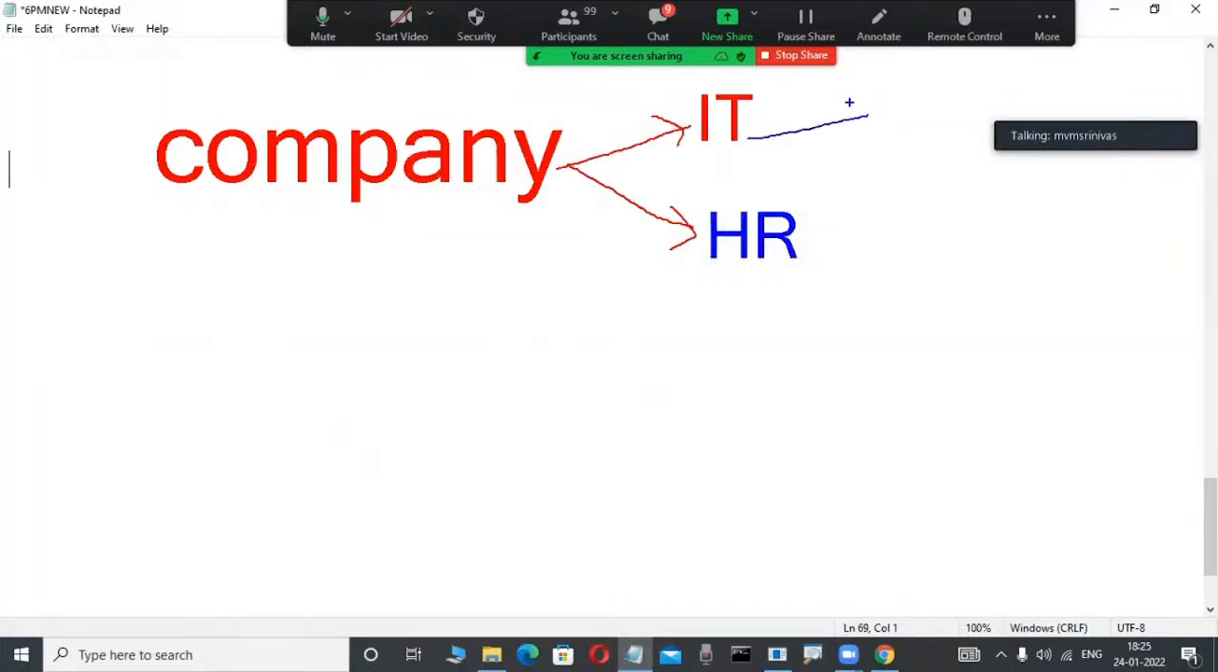Suppose you are joining a company, you are also working in the IT department. In this IT department, 3 employees are working, for example. Again, in the HR department, 1 employee is working. This is a small scenario. In a company, an IT department and an HR department are there. One company, 2 departments. In IT, 3 employees are working; in HR, 1 employee is working.